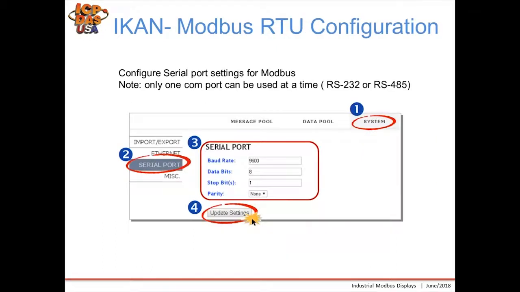For Modbus RTU communication, simply configure the serial port communication by selecting serial port on the left side under the System tab. Enter your new settings or update the settings, and then click the buttons to update the settings and put them to use. And note that only the RS-232 or RS-485 port can be used one at a time. They are not able to be both used at the same time.